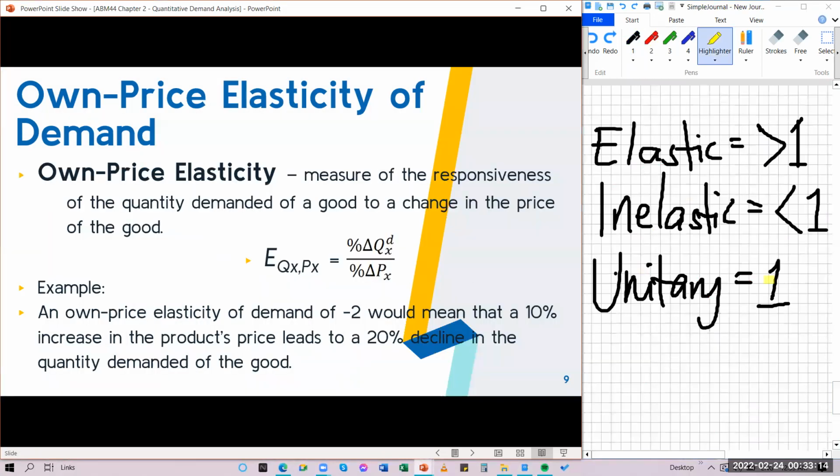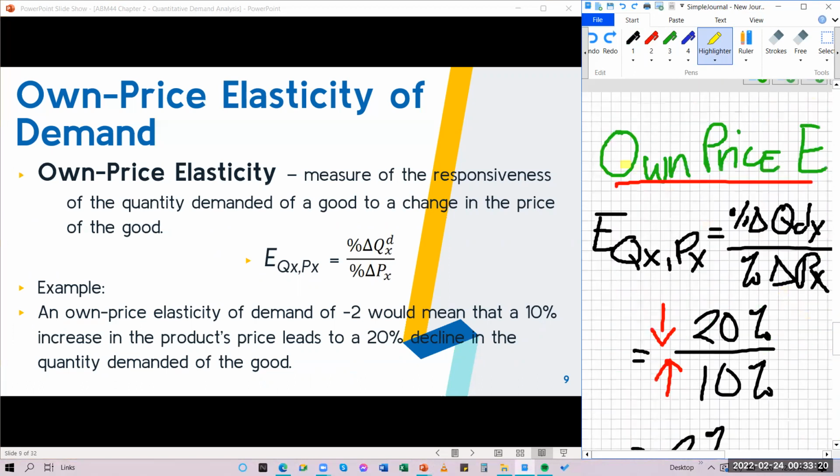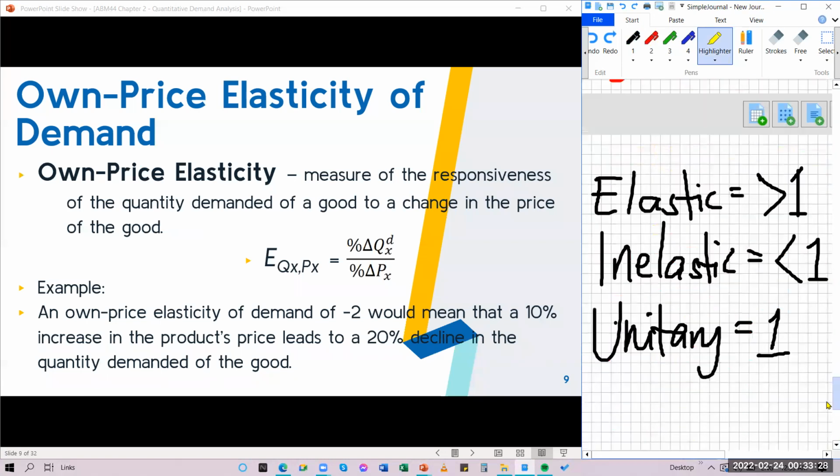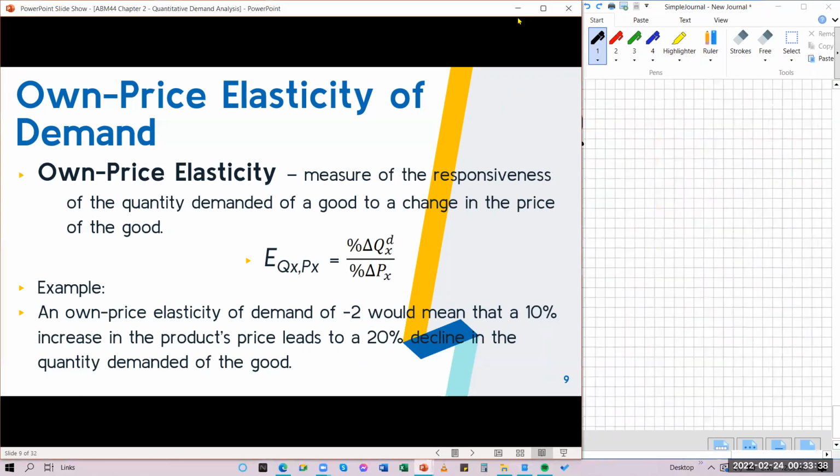So first, we'll have an example, so that you can better understand what the own price elasticity of demand is. So focus on the own price. So I'll give you another example. So, we have this formula. I think you are already familiar with this formula.